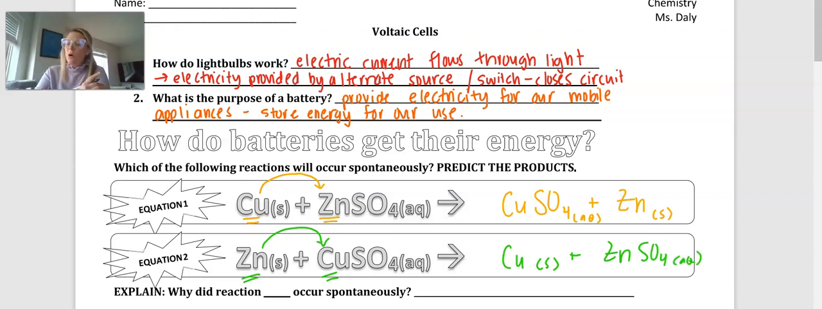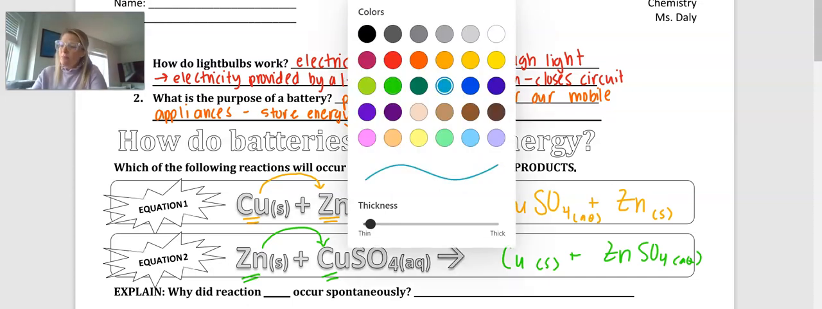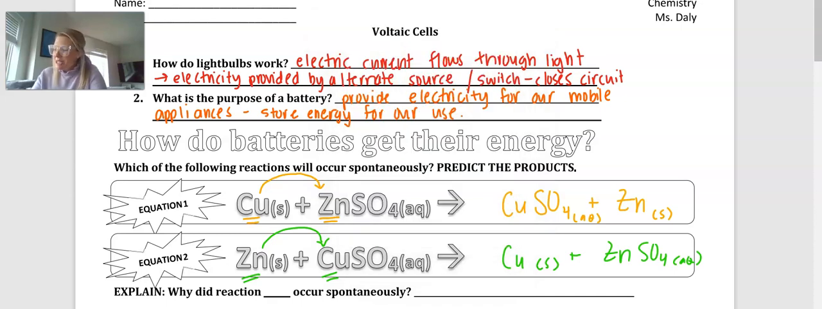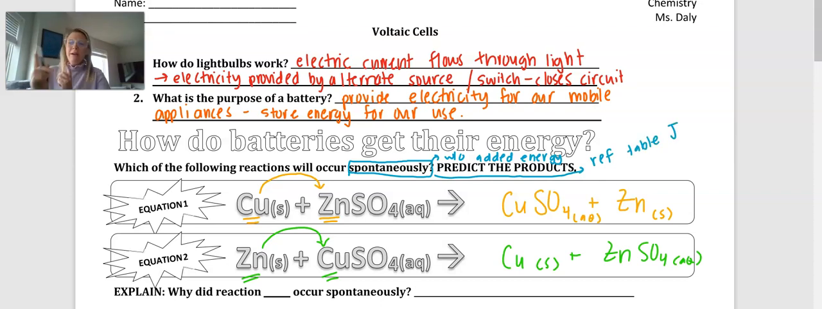And I want to know which of these two reactions will actually occur spontaneously. If we need a reminder of what spontaneity is, spontaneously means without added energy. It's going to happen on its own. To determine spontaneity, remember, we want to use reference table J. I don't have a PDF of table J pulled open, but each of you should take a look at table J, pause the video, and really think about which of these is going to occur spontaneously.